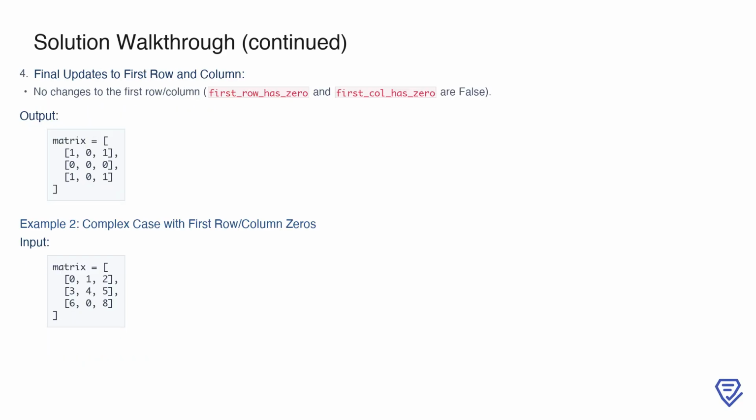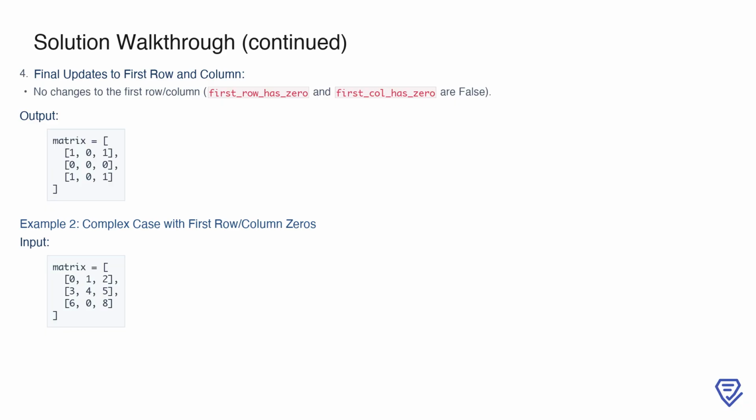Now we check if any changes are needed for the first row and the first column. Since both first_row_has_0 and first_col_has_0 are false, no modifications are required for either the first row or the first column. Therefore, the matrix remains as it is. The final output matrix is fully updated and looks like this. All zeros are set correctly based on the initial conditions. With this, the problem is solved for this basic case.